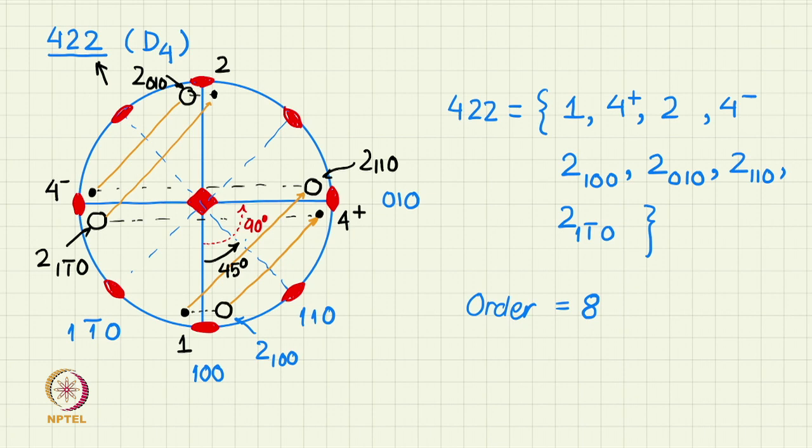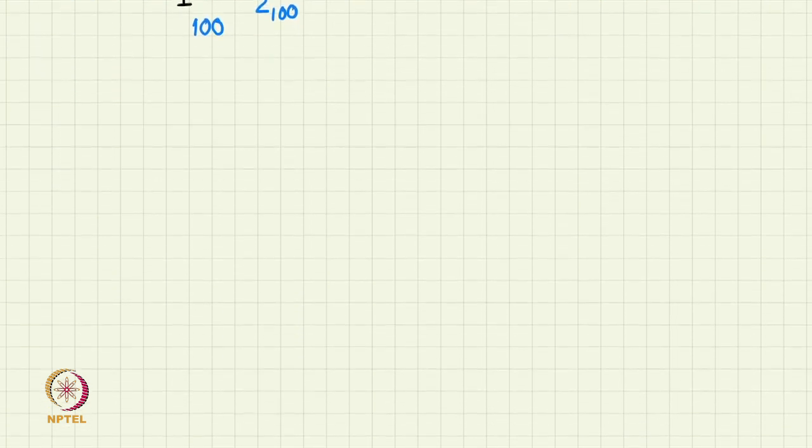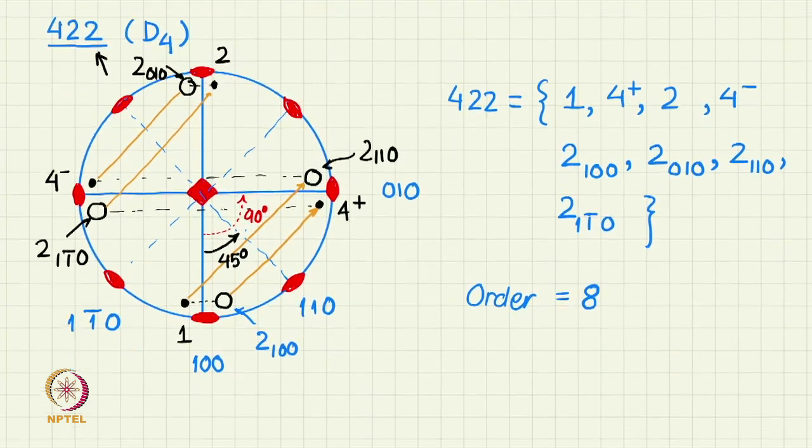So that is the 422 group. Now you are well familiar with this scheme, so you can develop 622 quickly. So let us do that also for the sake of completeness. So 622. Here also you should expect a surprise twofold. D6 in Schoenflies notation.